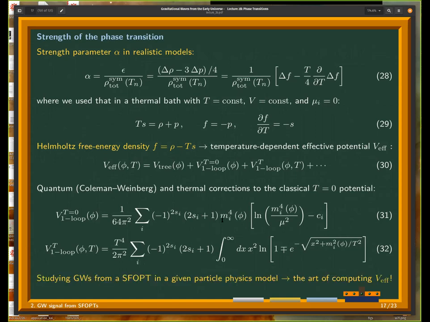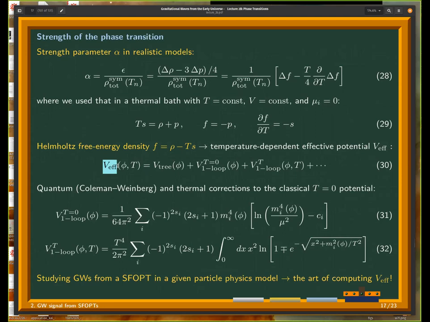So studying gravitational waves from a strong first order phase transition in a given particle physics model to some extent is really the art of computing this effective potential. I specify the model. I have to compute all these corrections to the temperature-dependent effective potential. Then I know this big object here, okay, including all the particle physics, and I can look at changes in this effective potential during the phase transition to compute my alpha parameter.